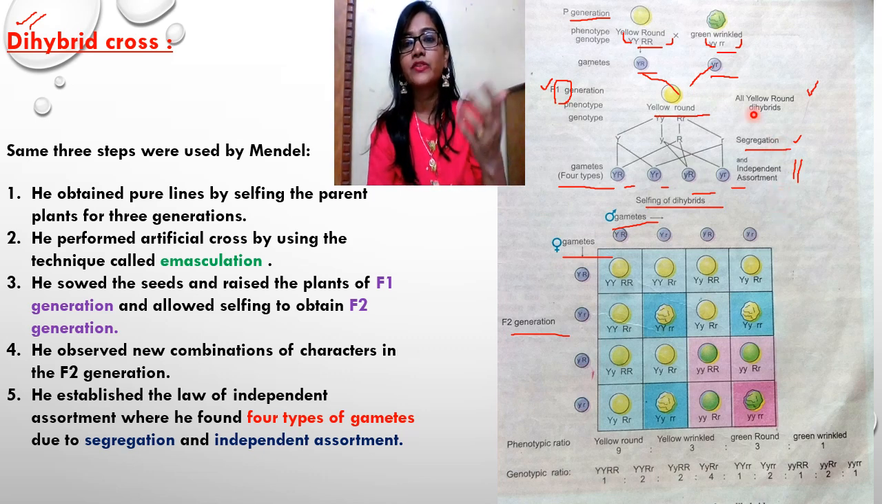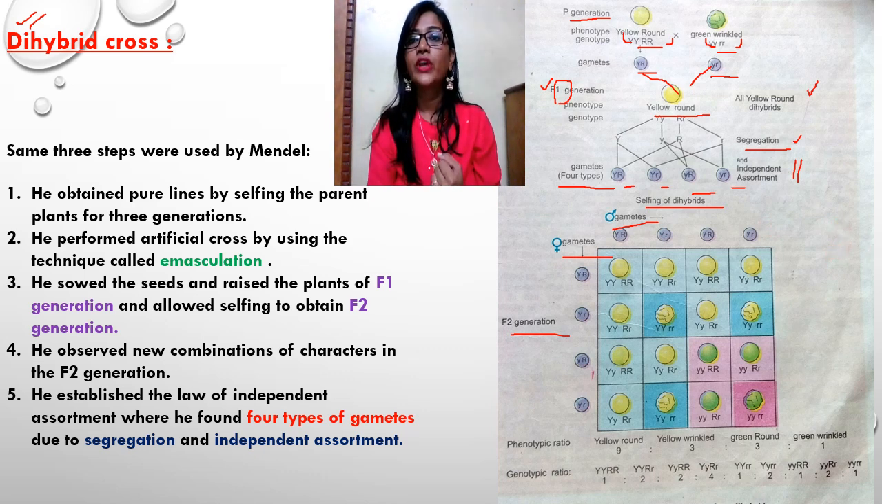So after performing all these experiments, what exactly did Mendel propose in the dihybrid cross, or in the law of independent assortment? That we will see.